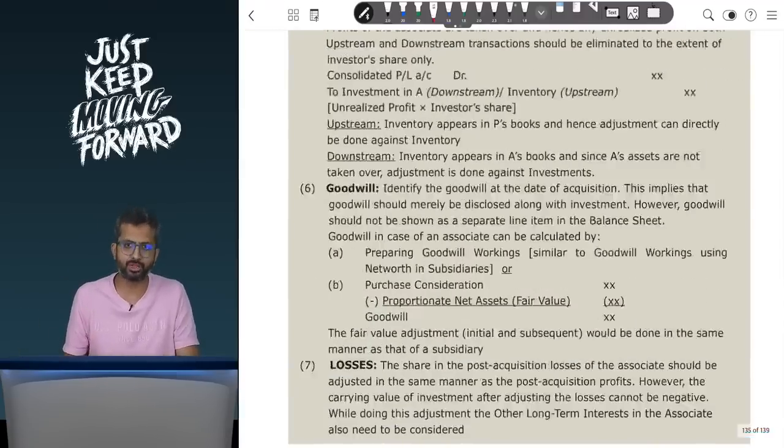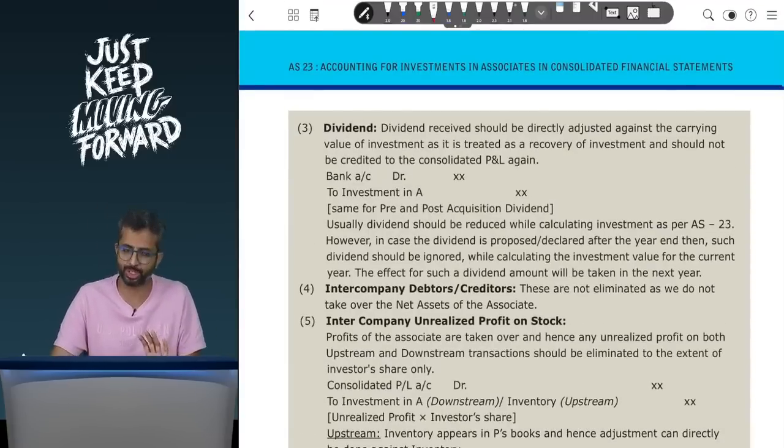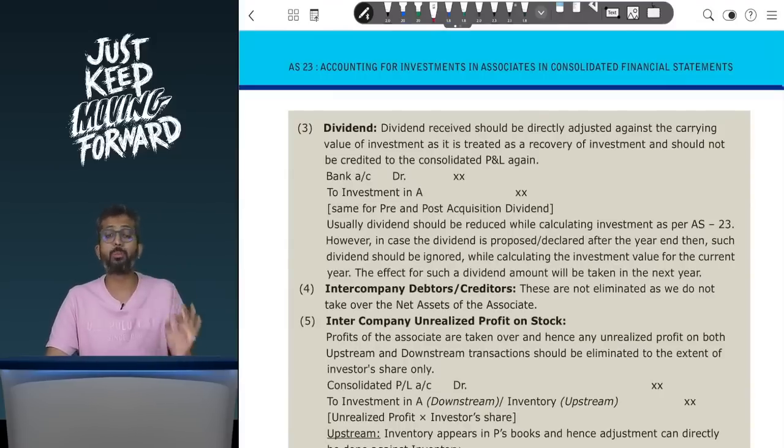However, when dividend is received, pre or post acquisition dividend, you will reduce it from the investment. It is treated as recovery of investment. You will not again take it to the profit and loss account. Now, one needs to remember that in the equity method, you are just remeasuring the associate investment. You're not going to take over the assets and liabilities.